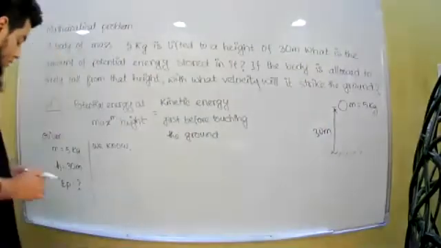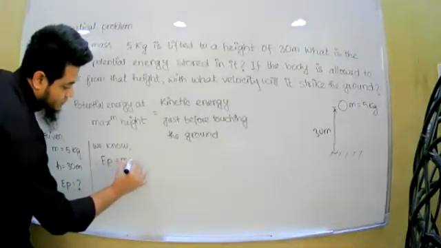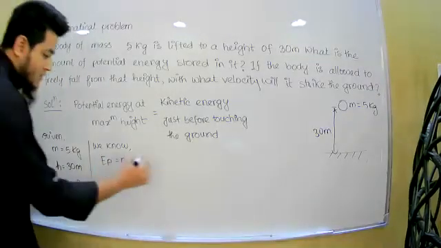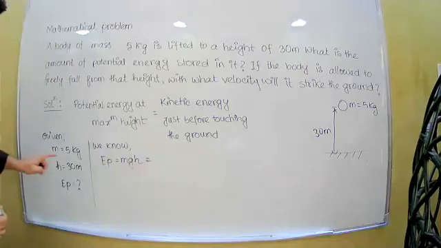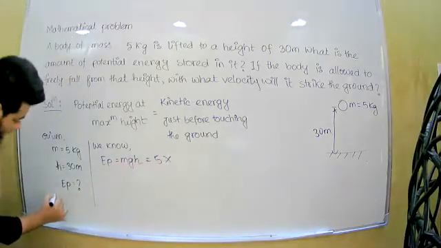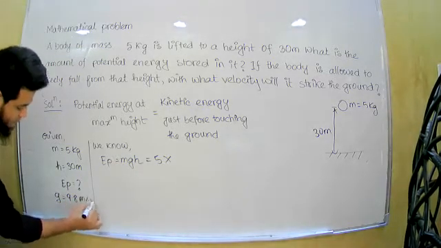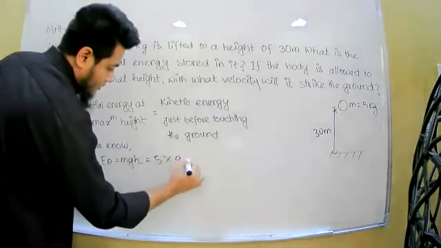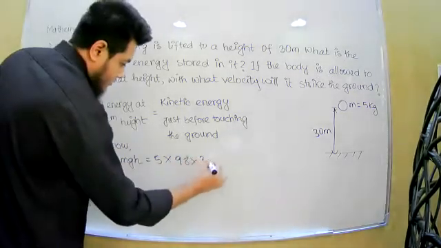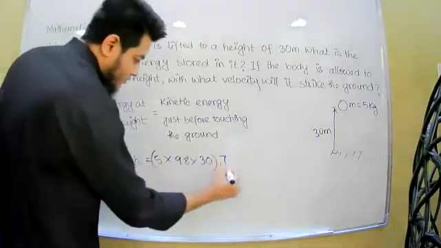Okay, so we know potential energy EP is equal to mgh, right? This is the way to calculate the potential energy. So we know the mass 5 kg, we know the value of G. Better to mention it here that G is equal to 9.8 meter per second square. So 9.8 into height, that is 30. Now as it is energy, the unit will be joule.